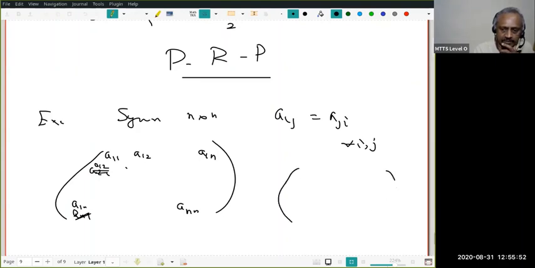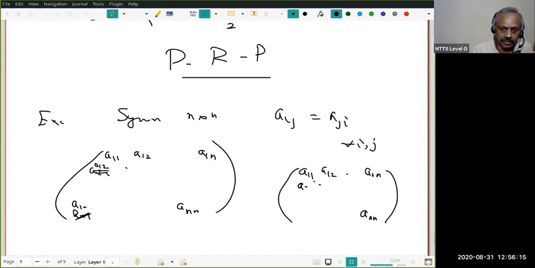Therefore, what does it say? Now the diagonal elements can be anything. They are not 0 as in the earlier case. They can be anything. And this is A12, A1n. So in the first row, I could choose any real number for A11, choose any real number for A12, and choose any real number for A1n. Therefore, there are n elements.